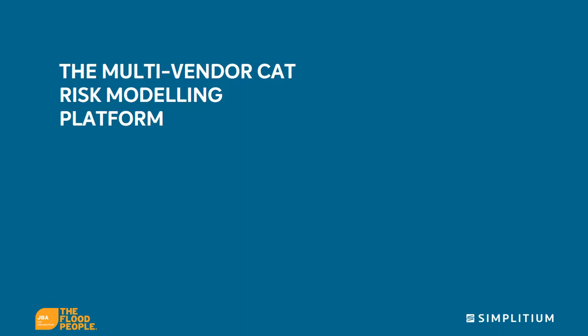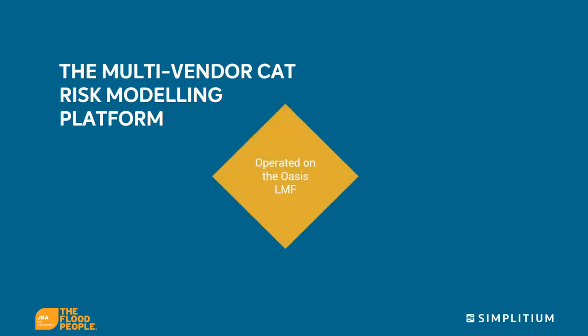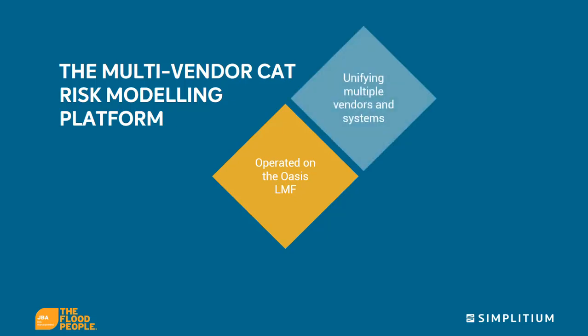First and foremost, I'm going to do an introduction to the MODEX platform, what we're doing, and why we're working with JBA in this particular case. So let's get started. We're providing a multi-vendor cat risk modelling platform which is operated on the OASIS loss modelling framework. By doing that, we're unifying multiple vendors and systems under a single platform, and we're creating a nice little ecosystem of model providers right now, which are giving access to some fantastic science via the OASIS framework.